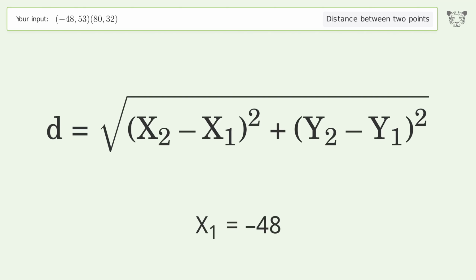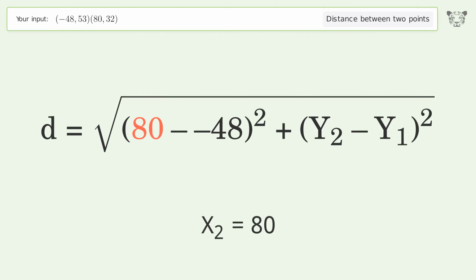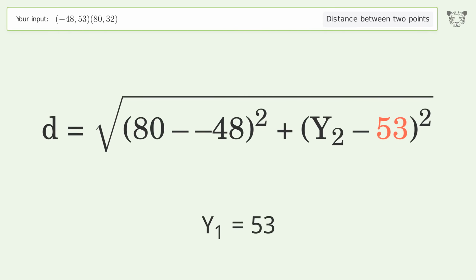x1 equals -48. x2 equals 80. y1 equals 53. y2 equals 32.